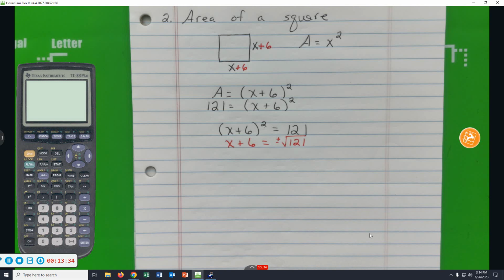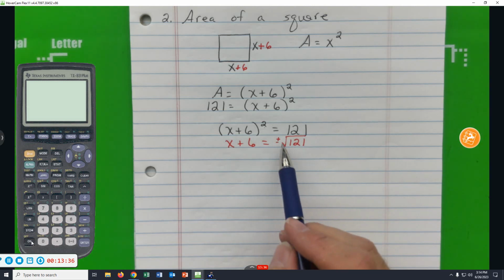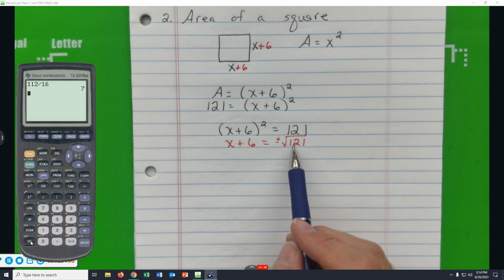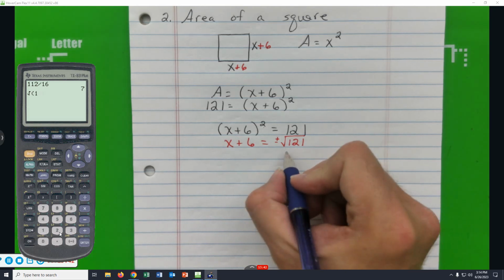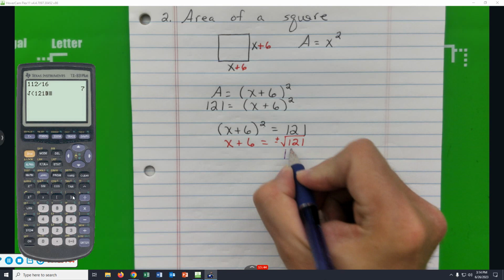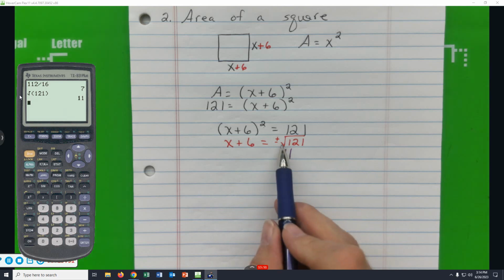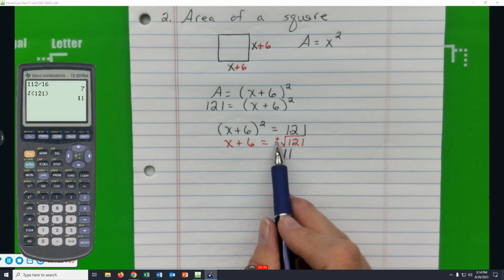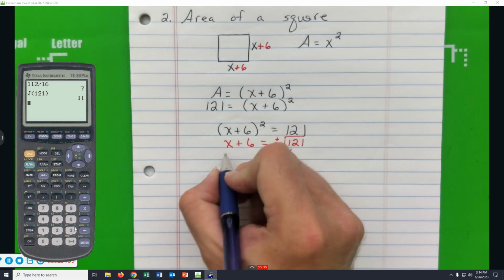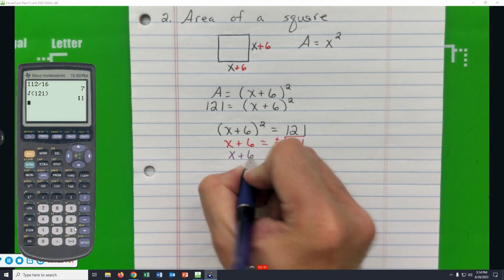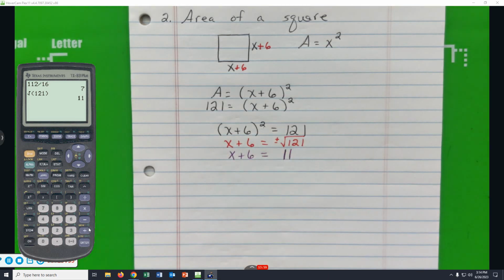At this point, what's the square root of 121? Do you need to punch that in your calculator? No, they know it's 11, but I'm just going to do this to show them, in case they had a number that was really messy and they didn't know the square root. They can punch it into their calculator and get 11. So we have x plus 6 is equal to a positive or negative 11.